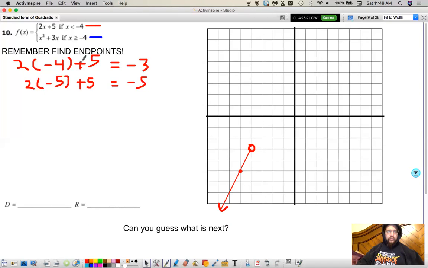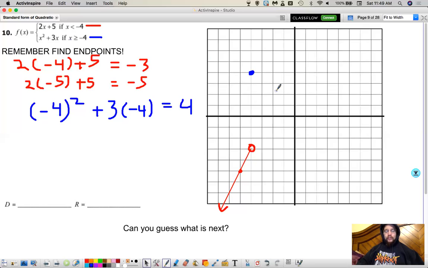So plug in your endpoint. It's a quadratic, even if it's a cubic, even if it's absolute value, it doesn't matter what it is. Plug in your endpoint. That's 16 minus 12 is 4. So -4 I plug in, 4. This one does include, so I'm going to make a solid dot, which is mostly solid.